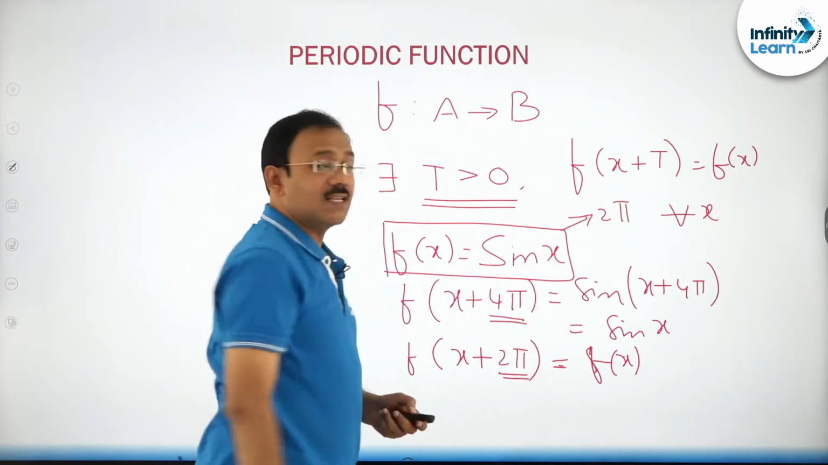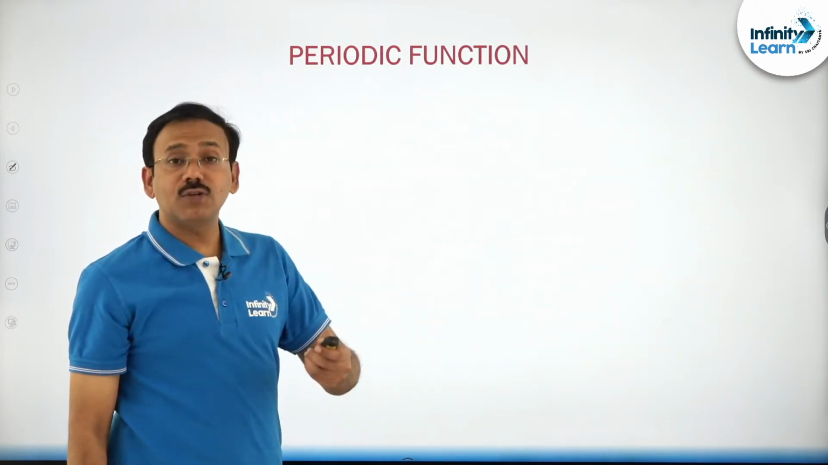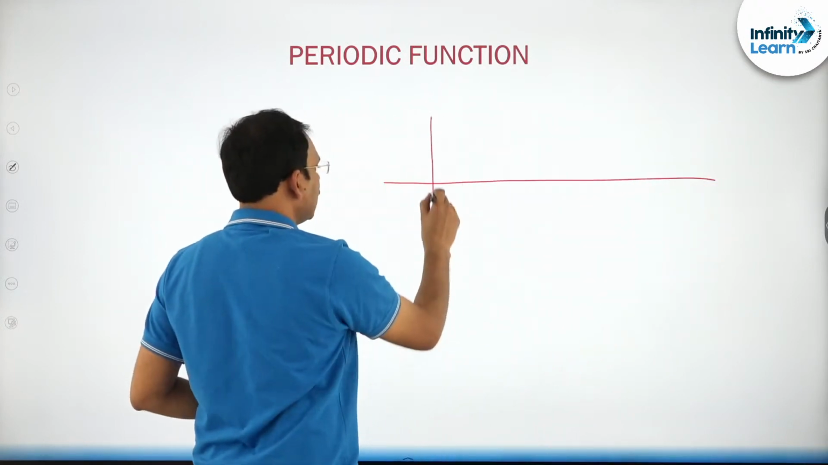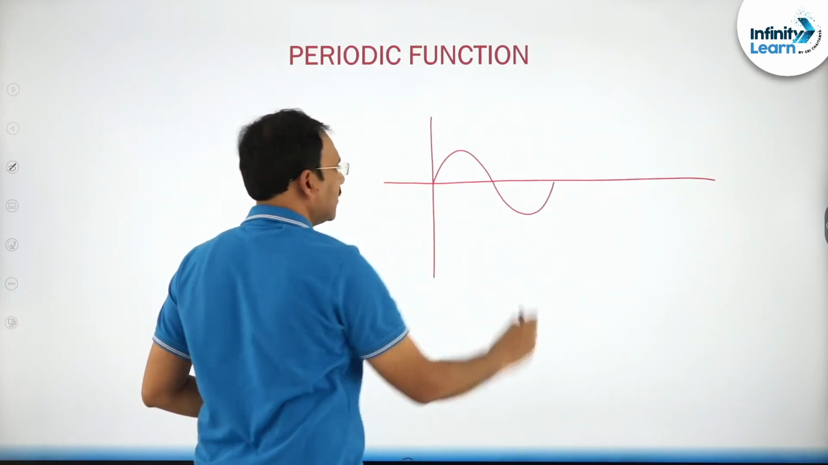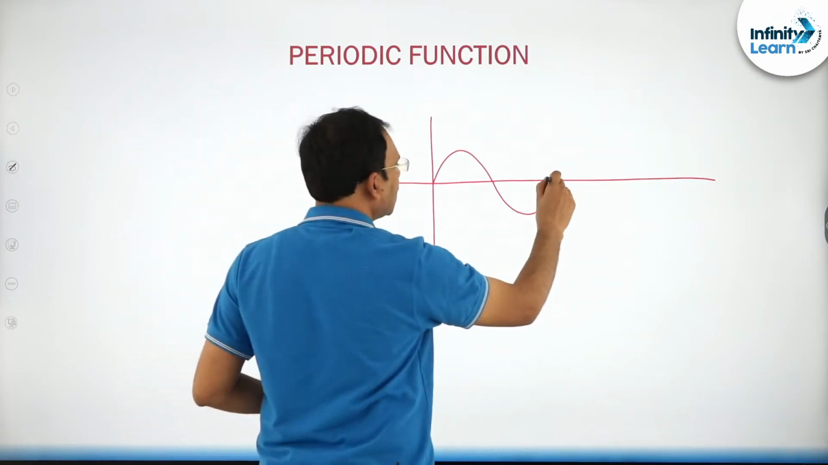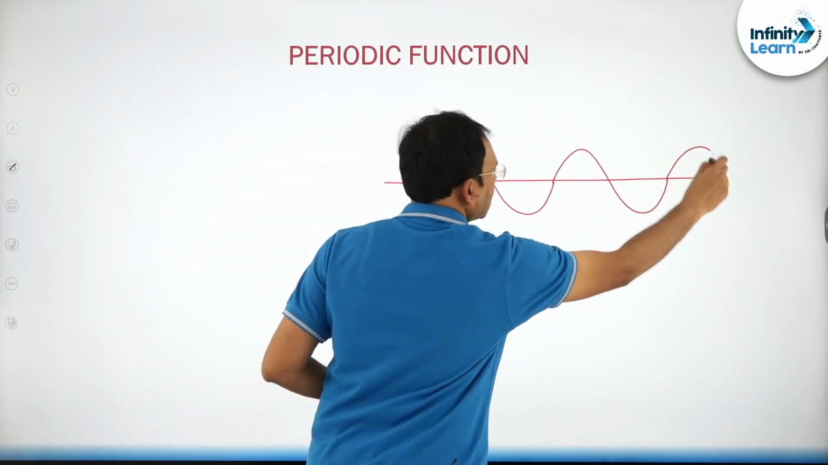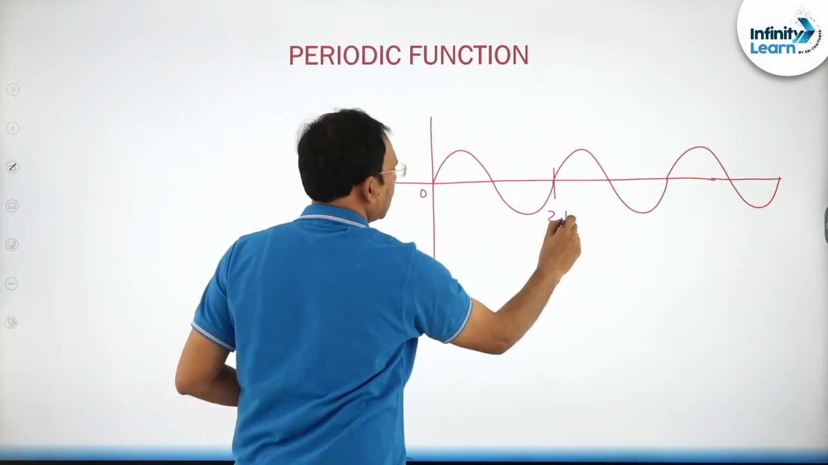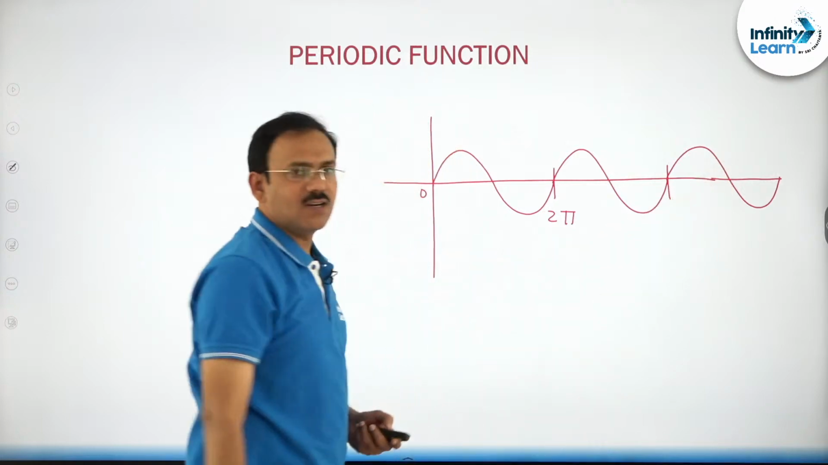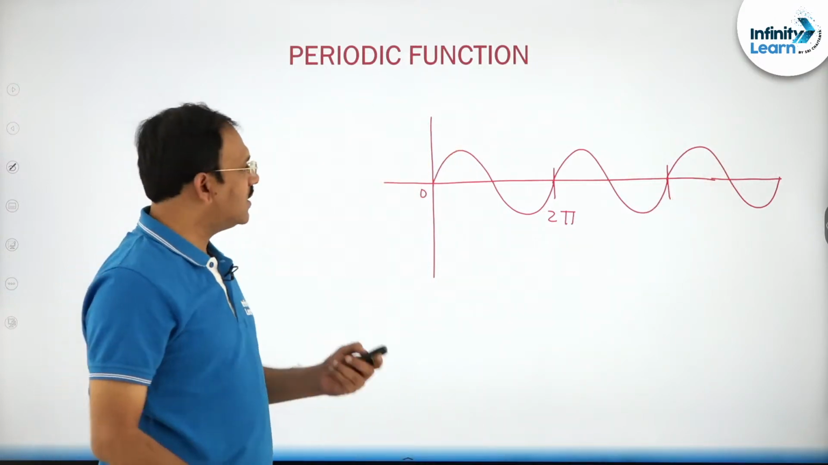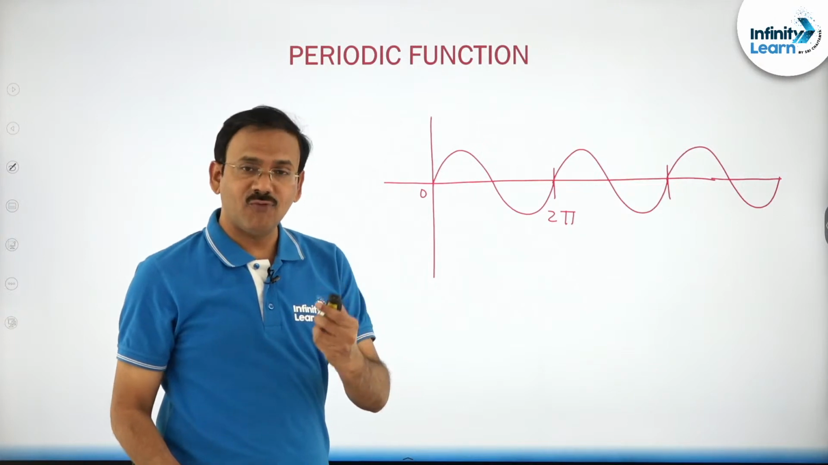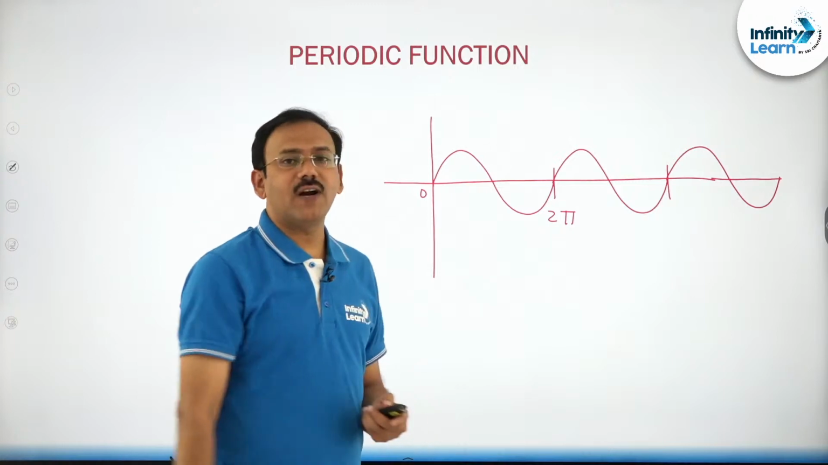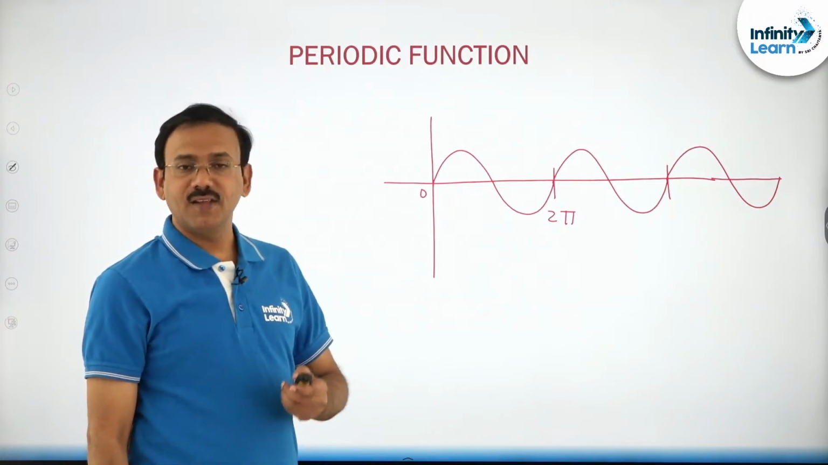The same can also be observed through the graph of sin x. Take the graph of sin x from 0 to 2 pi. You can observe that the same graph repeats. This length, 0 to 2 pi, the same unit is getting repeated. From the graph also you can easily find whether a given function is periodic or not. Even we can observe the fundamental period also.